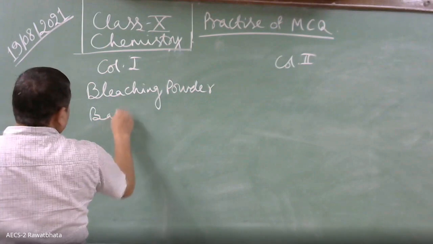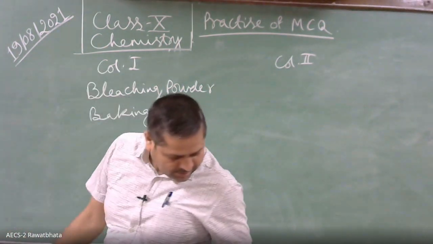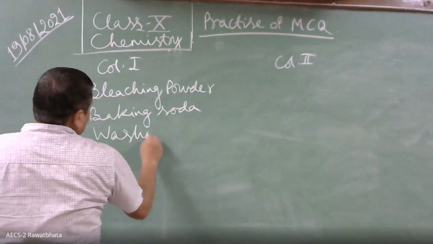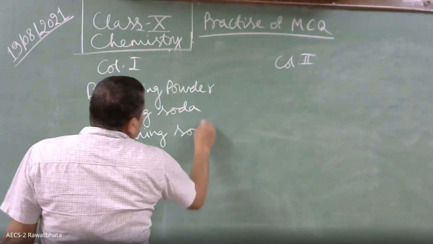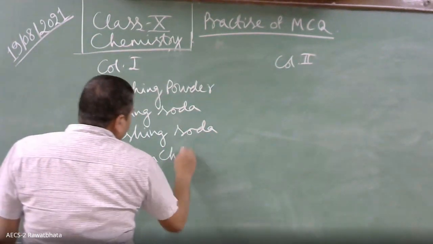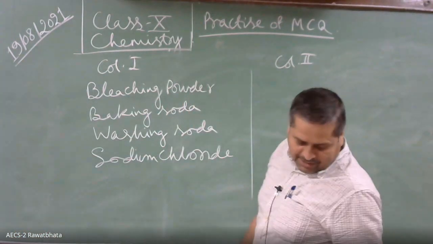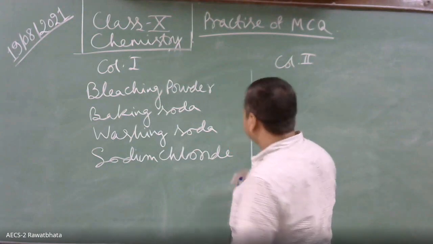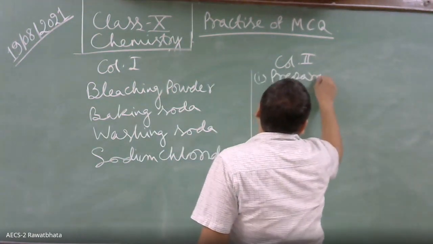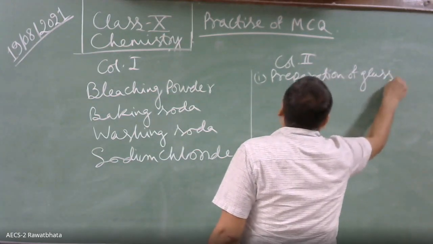Baking soda. Then washing soda. Then sodium chloride. Okay, and in the second one, there are applications. First one is preparation of glass. Which chemical is used in the preparation of glass?